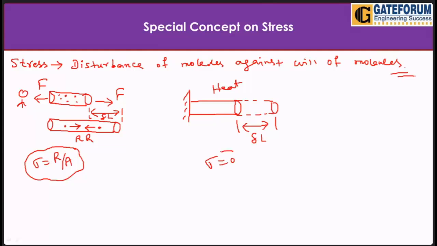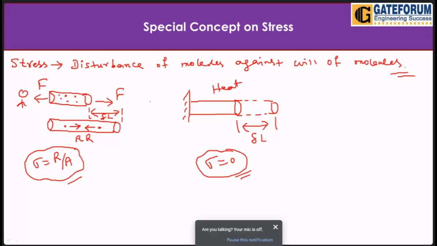Then you will say, sir, how? Here molecules separated, and here we have stress. But here molecules separated and here no stress. Yes, definitely, because there is one phrase: disturbance of molecules against the will of the molecule. Here, in the case of heat, molecules are willing to go away from each other. That's why there is no stress.